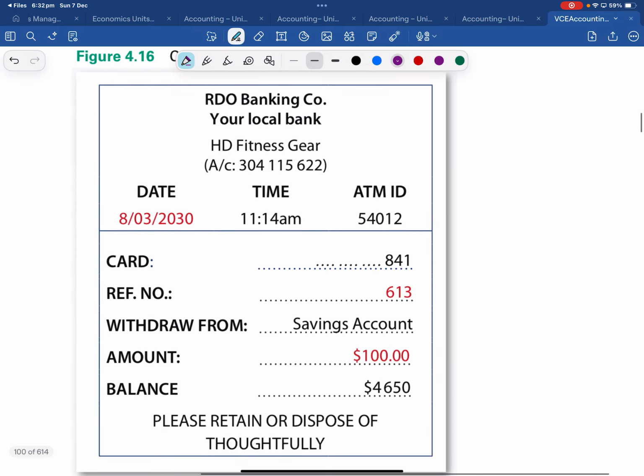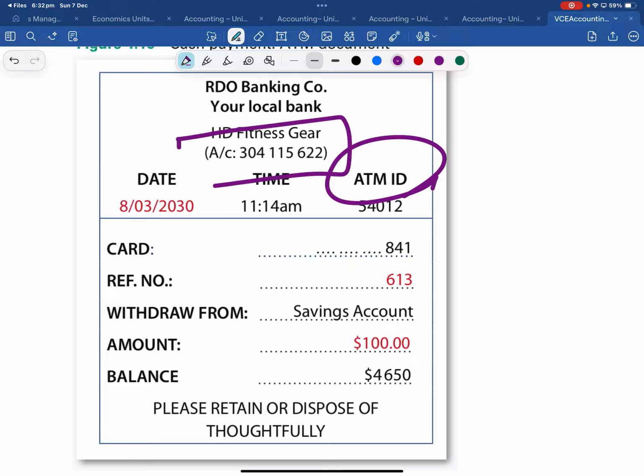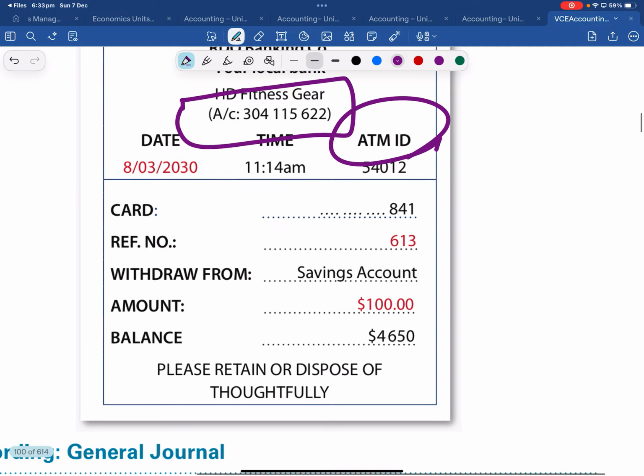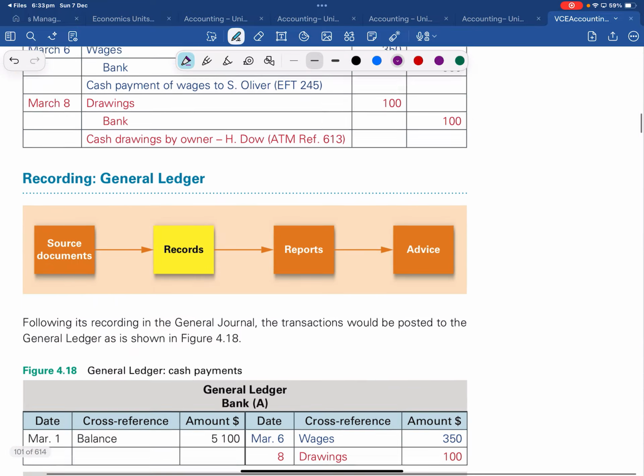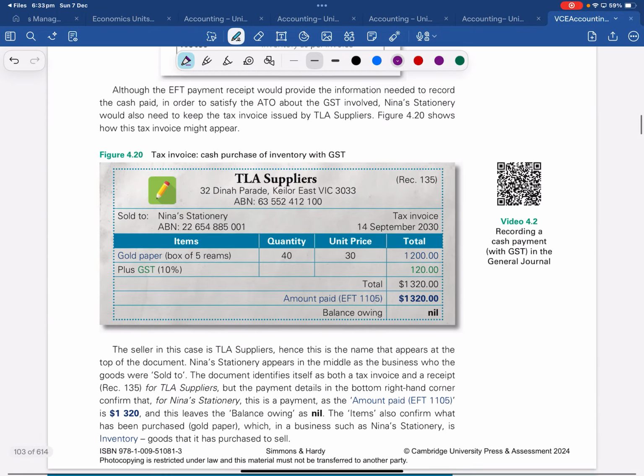Now this one, what is this one? ATM. How do we know? ATM ID is here. And also see the account number is here. Okay, and credit card. Basically that's it. We'll do.